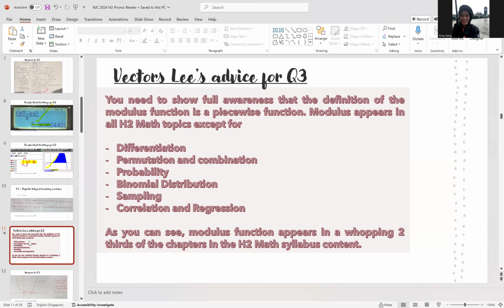As you can see, the modulus function always appears in your H2 math exams because it appears in so many topics. Just read the list alone. It appears in all the topics except for whatever I've stated down here. If you even try to calculate, you'll notice that it takes up a huge 2/3 of the syllabus. Are you aware of that? So please go and learn your modulus. If you do not know your modulus, please come and find me. I am Vectors Lee.